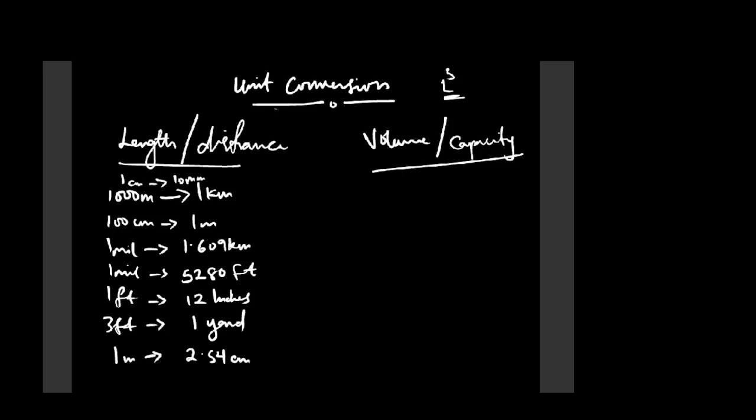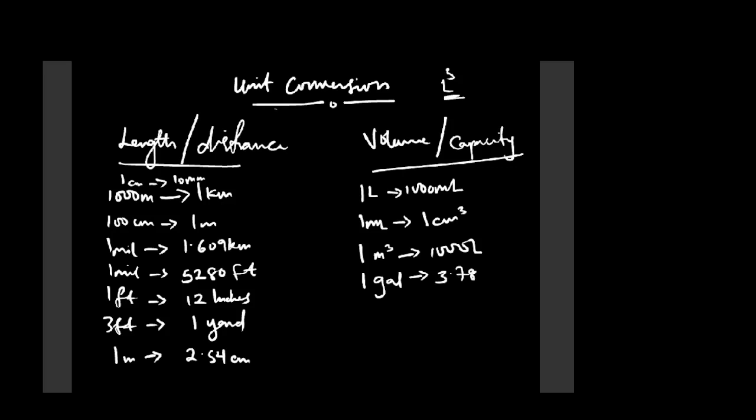Some of the units that we can find under volume include liter. So 1 liter is equivalent to 1000 milliliter, and 1 milliliter is equivalent to 1 centimeter cube, and 1 meter cube is equivalent to 1000 liter, and then 1 gallon is equivalent to 3.785 liter. All of these you just need to memorize them, and the only way you can remember them is by solving questions with them. So 1 gallon is equivalent to 3.785 liter.